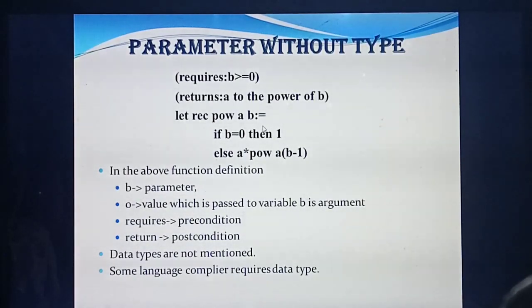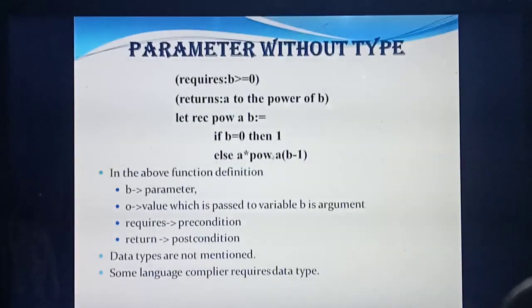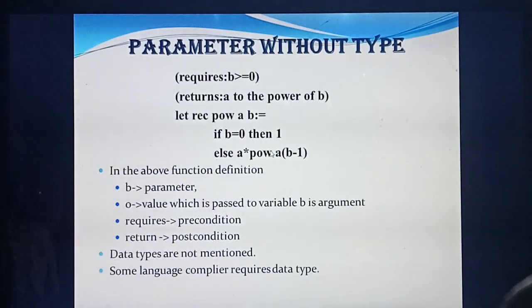Okay. Then inside the function you are writing, if the value of b is 0, what answer you will get? 1. Else if the value of b is not equal to 0, what answer you will get? A into power of a into b minus 1. So understood the program? This is the first 5 mark question, first paragraph. First you need to write the parameters. What do you mean by parameters? Arguments and example. Then only you need to write parameter without type.